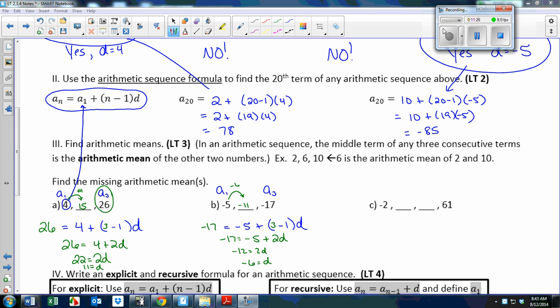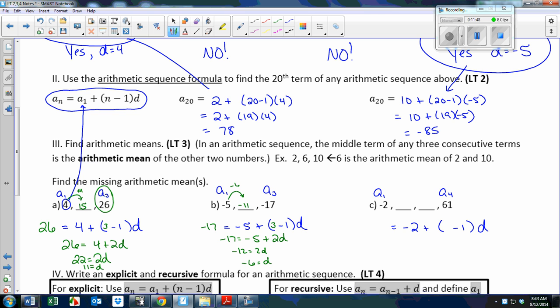Right, exactly. That 61 is not the third term. It's the fourth term. So that's the only thing that's going to change. When you plug into the formula, instead of A1, you'll be using A4. So the 61, see the negative 2 will still go there.